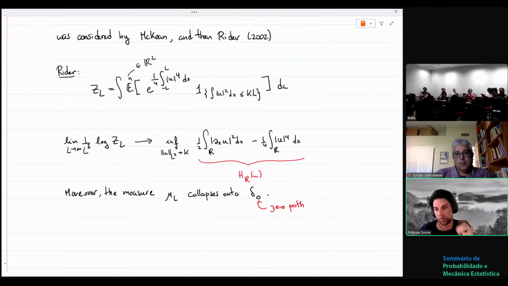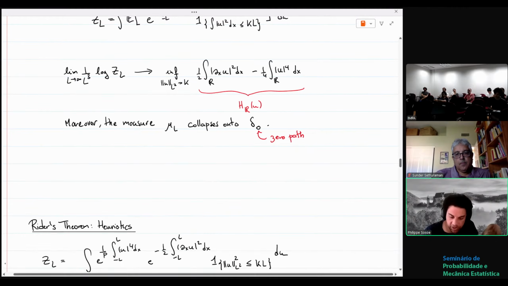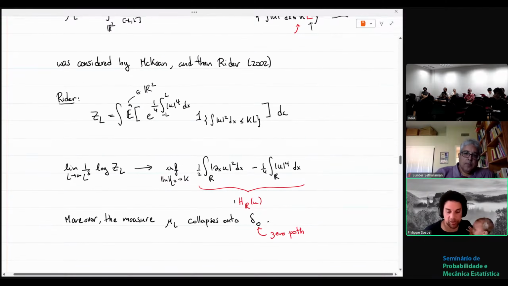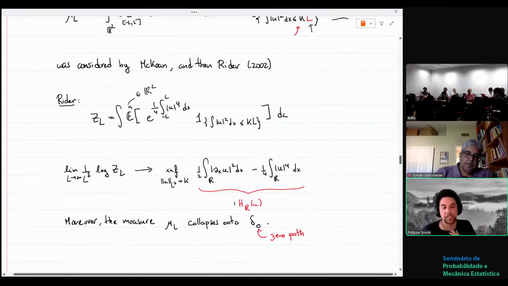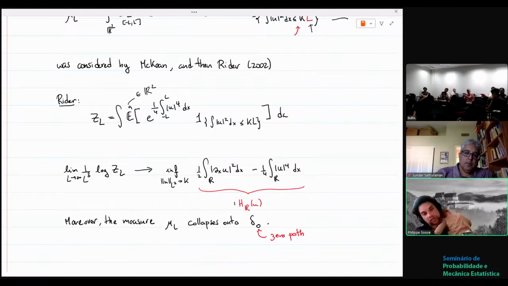There is no doubt that Ryder could have done any p less than 6. It's a completely trivial modification. And then we put here this condition. Oh, sorry, things moved. You put here this condition that k is less than L. He computed the partition function. He showed that when you take the limit as L goes to infinity, 1 over L cubed log of ZL, you get, as is tradition for large deviation type results, a variational problem.